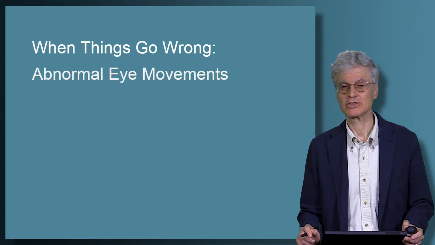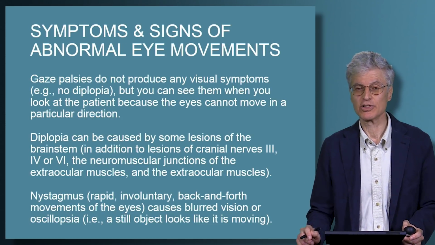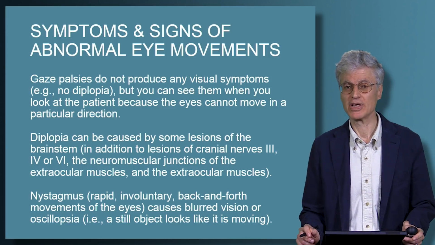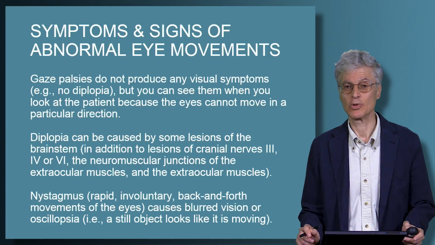What happens when things go wrong? We get abnormal eye movements. And the symptoms and signs of those abnormal eye movements are gaze palsies, which do not produce any visual symptoms, such as no diplopia, but you can see them when you look at the patient because the eyes cannot move in a particular direction.